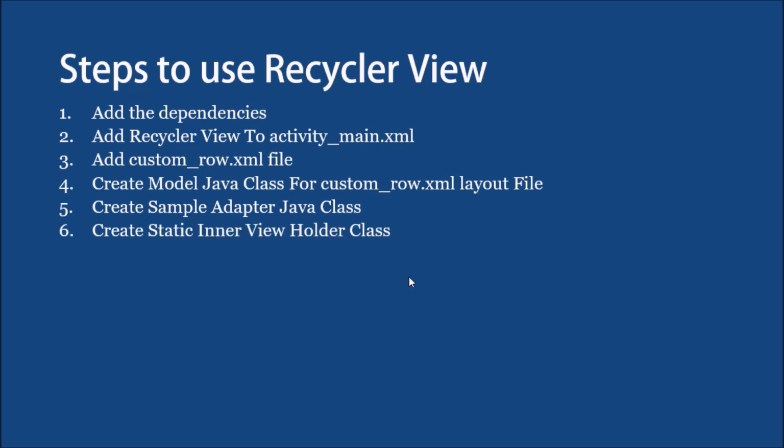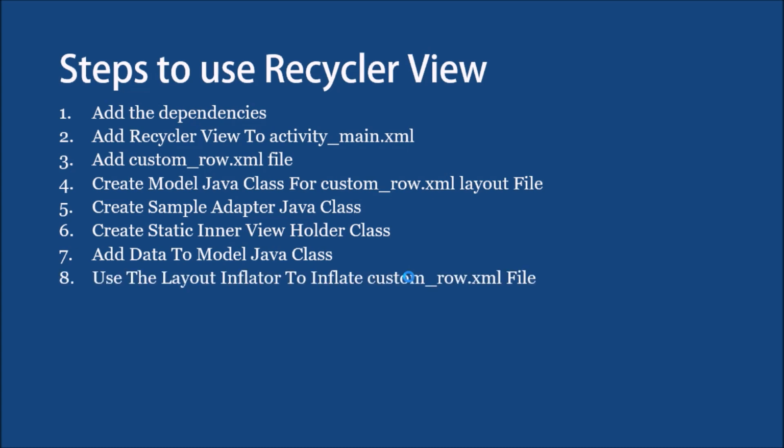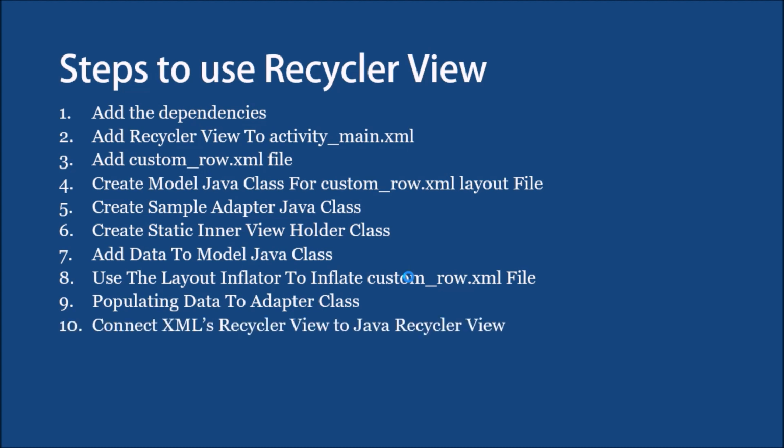In the sixth step, I'm going to create a static inner view holder class that will extend and implement RecyclerView.ViewHolder class. In the seventh step, I'm going to add the data to our model class that we will create in four steps. Okay, so in eighth step, I'm going to inflate the custom_row file into our adapter.java class. In the ninth step, I'm going to populate our model class data to adapter class, and in the next step, I'm going to connect the XML recycler view to the Java recycler view.